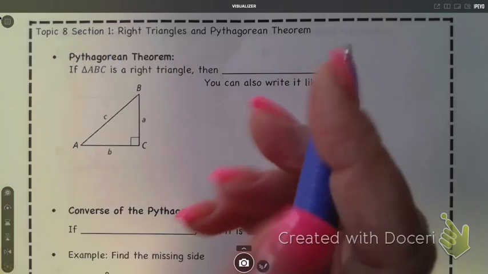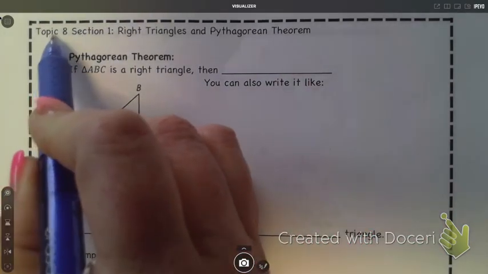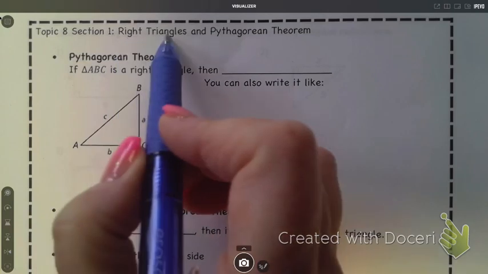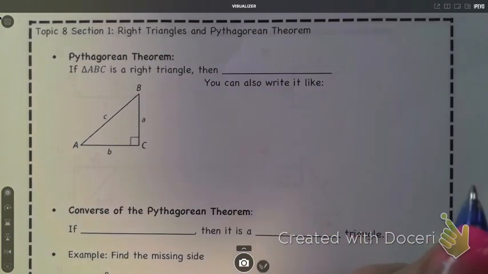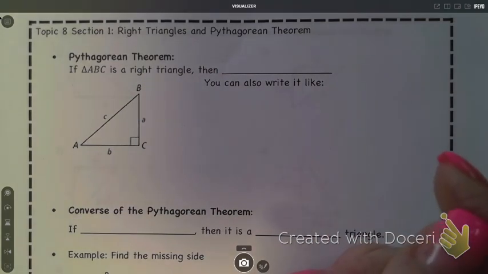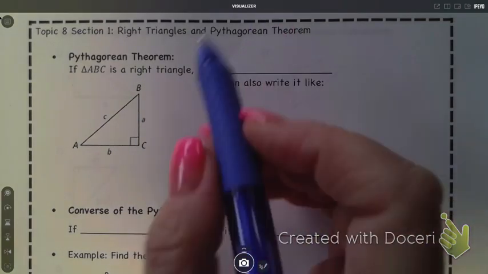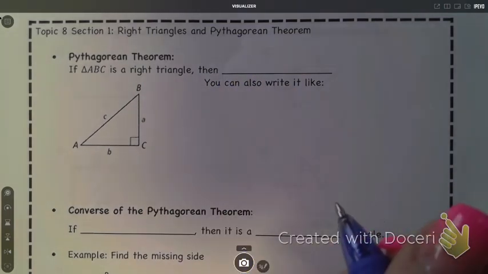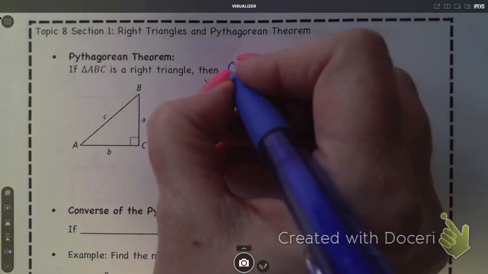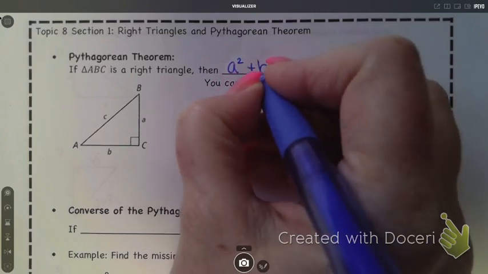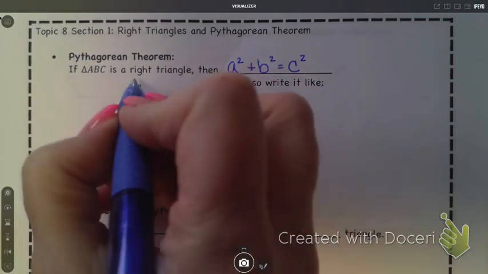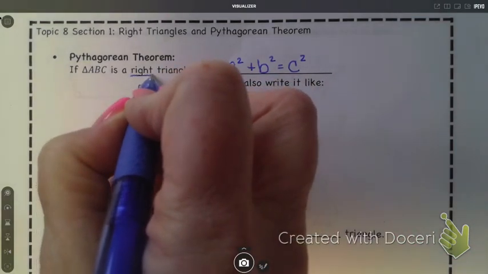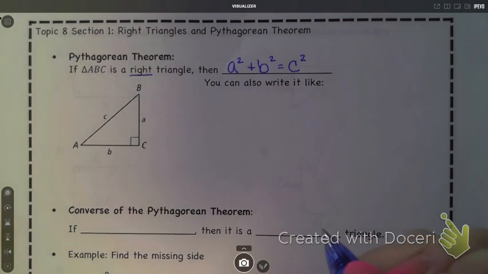It's right there. So, topic 8, section 1, right triangles and Pythagorean theorem. Have we already used the Pythagorean theorem in here? Yes, at least twice. So, what is it? A squared plus B squared equals C squared. It can only be used on what kind of triangles? Right triangles. It cannot be used on anything that is not a right triangle.